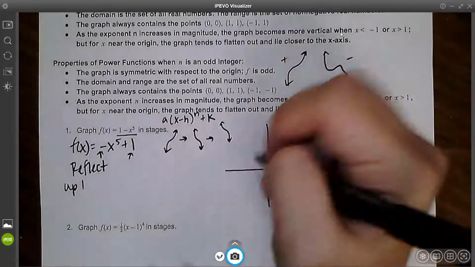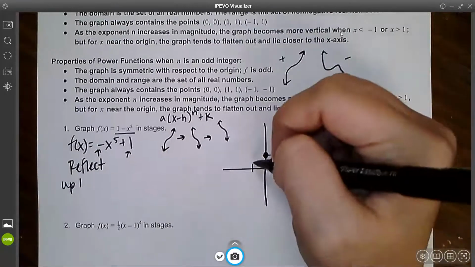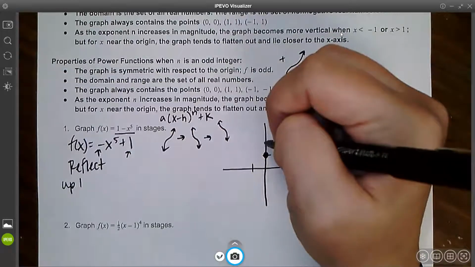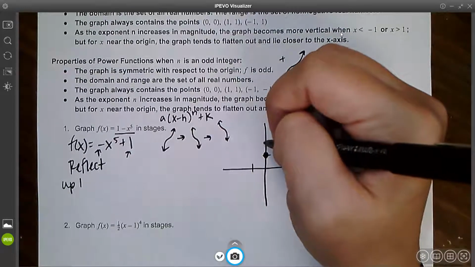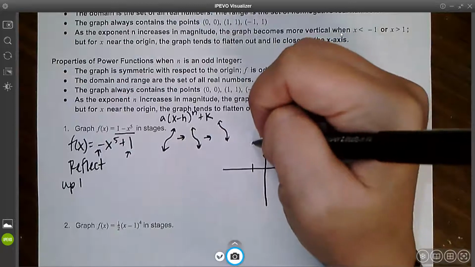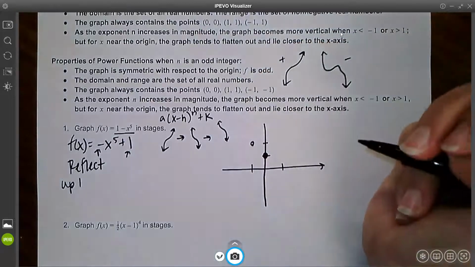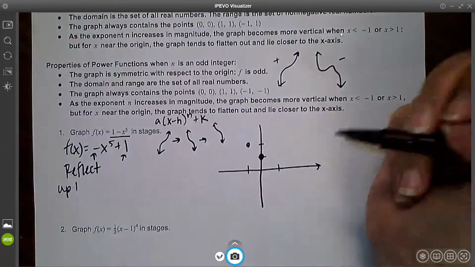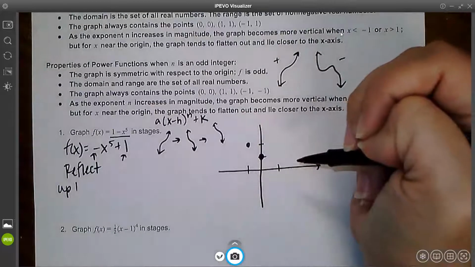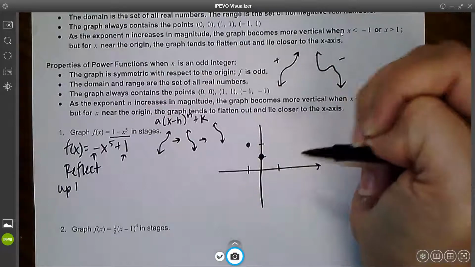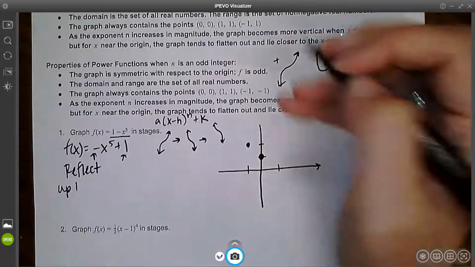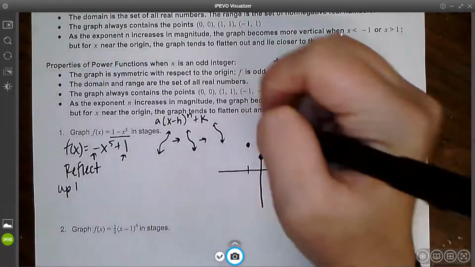I'm reflecting. If you think about -1 to the 5th power, that is going to be -1, but the negative up front is going to make it a positive 1. That's why it's going down. So we're going up 1 from that point. And then here, +1 to the 5th power is 1, but it has a negative out front, so we're going down 1 from that point. This is what it's going to look like.